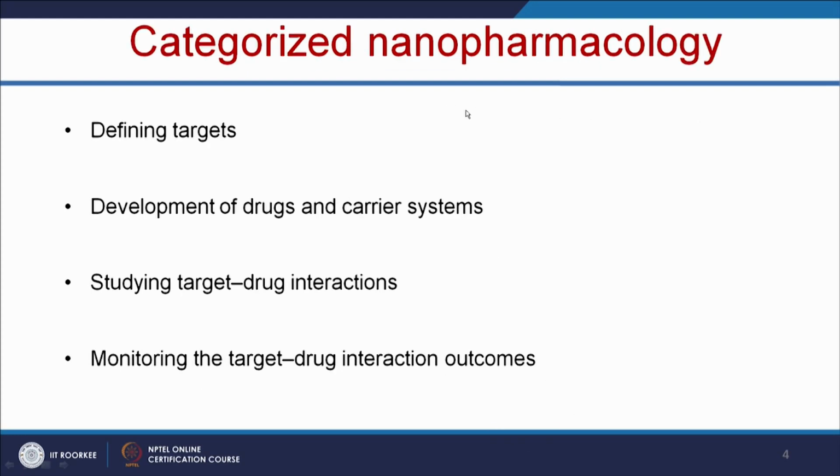So, let us see how nanopharmacology can be categorized. The first one is defining the targets, the next one is development of drugs and carrier systems, the third one is studying the target drug interaction, and the fourth one is monitoring the target drug interaction outcomes. So, let us see these in detail one by one.